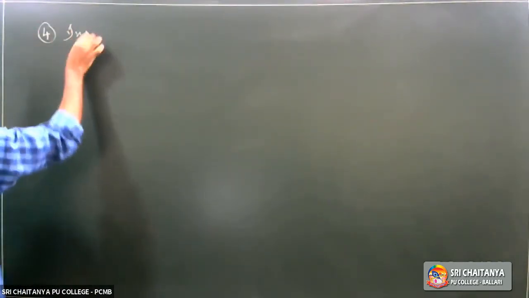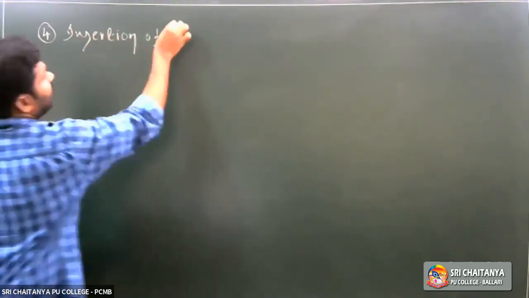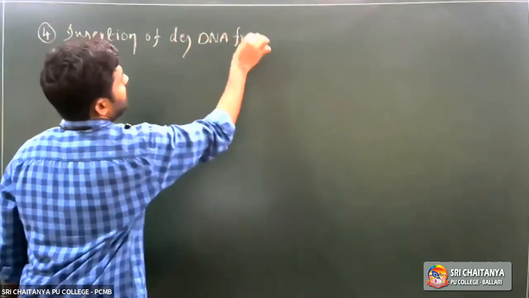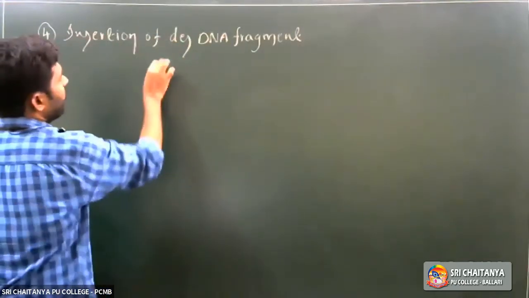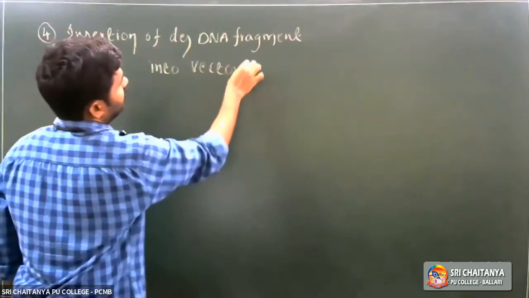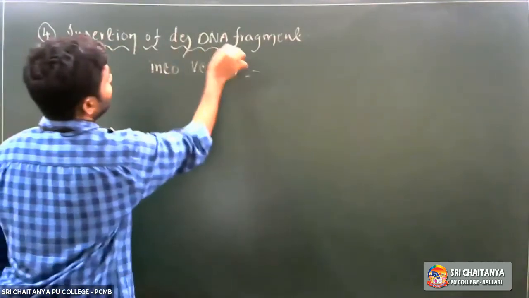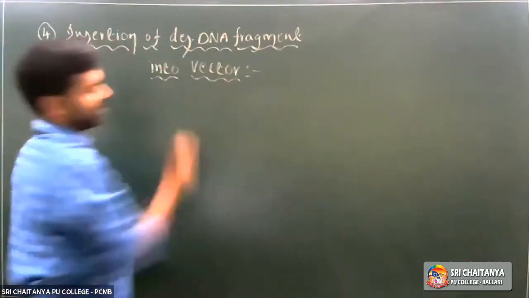insertion of desirable DNA fragments into the vector. So the fourth step is insertion of the desirable DNA fragment into the vector.